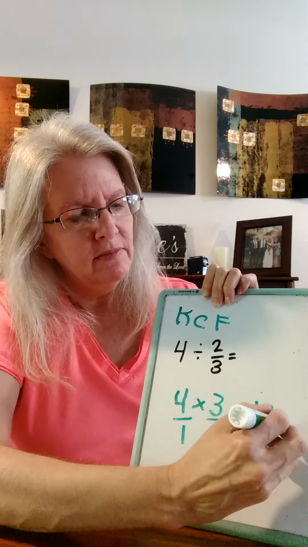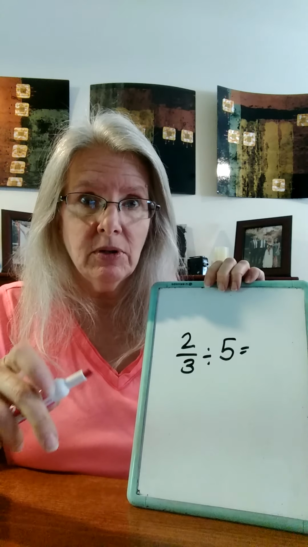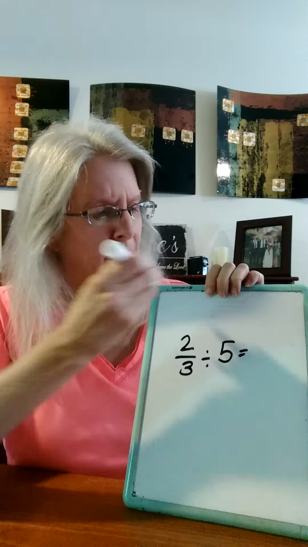Let's try one last one. 2/3 divided by 5. Okay, think in your head, what was that rule? Keep, change, flip. No matter whether the fraction's first or the whole number's first, it doesn't matter. Always keep the first number. So we're going to keep the 2/3. We're going to change the sign. And we're always, always, always going to flip the last number when we divide. 5 is 5 over 1, so it's now 1 over 5.